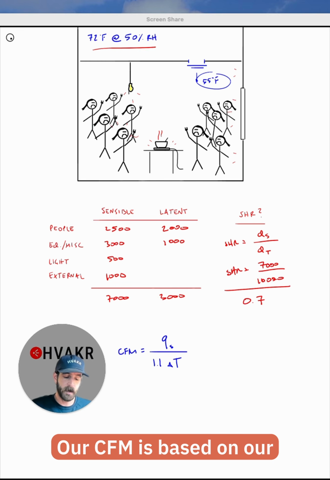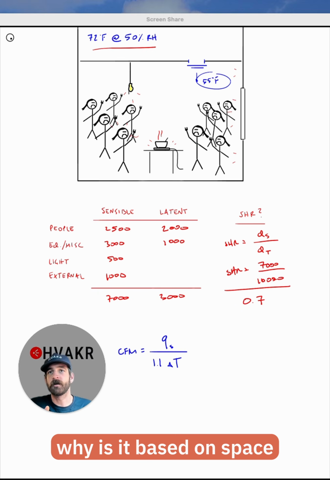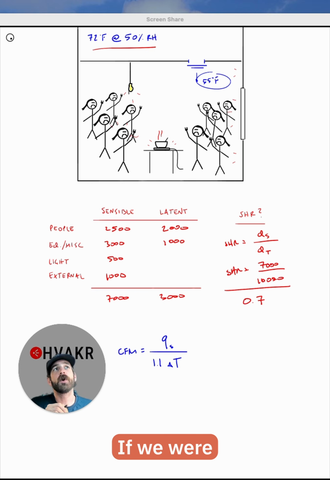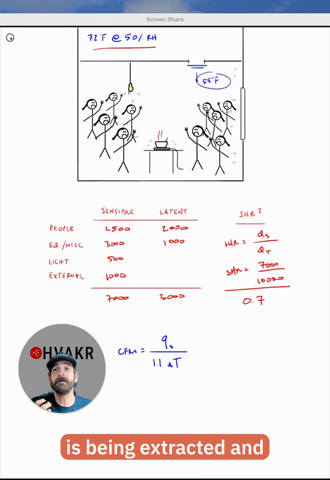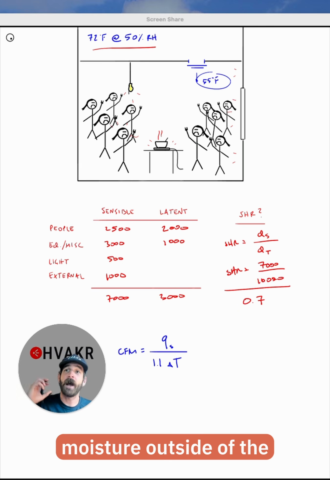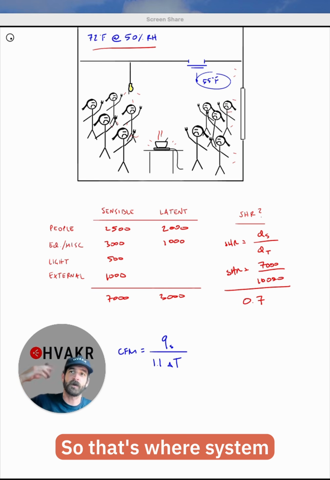Our CFM is based on our space sensible load. Now, why is it based on space sensible load and not the space total load of 10,000? That is because the air that we are introducing to the space is only handling the sensible load. If we were handling the latent load, that would mean moisture is being extracted in the space, which is not good. We want to extract that moisture outside of the space so we don't have condensation problems, mold problems, etc.